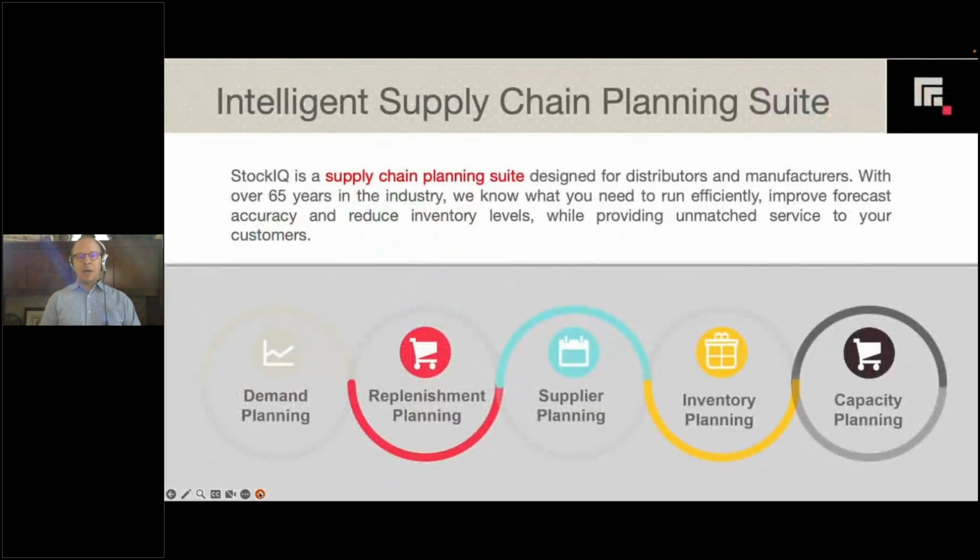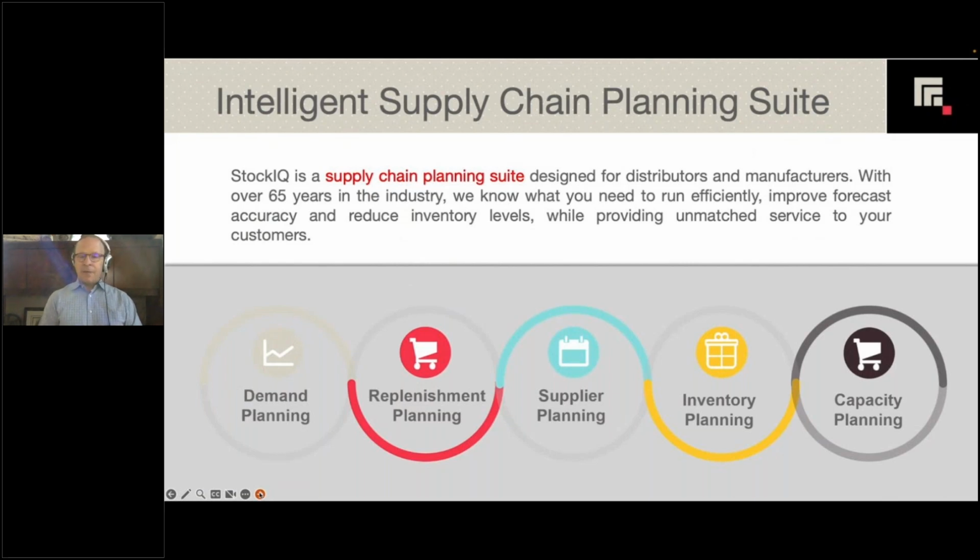StockIQ Technologies, we provide and build an intelligent supply chain planning suite. We've got over 65 years in the industry in the leadership here at StockIQ. The core functionality that we're delivering within the supply chain suite is demand planning, or forecasting. Replenishment planning might be in the form of purchase orders, transfer orders, work orders, manufacturing orders. Supplier planning, monitoring our vendors' performance. Are they delivering on time? Are they delivering completely? And calculating the lead times of their actual performance.